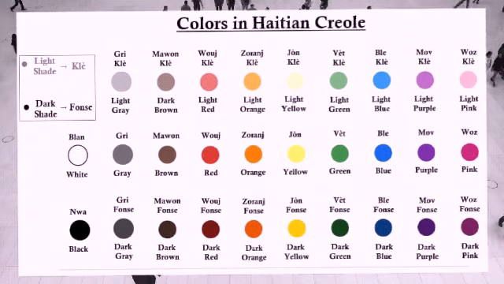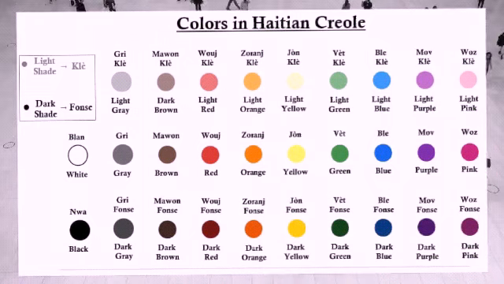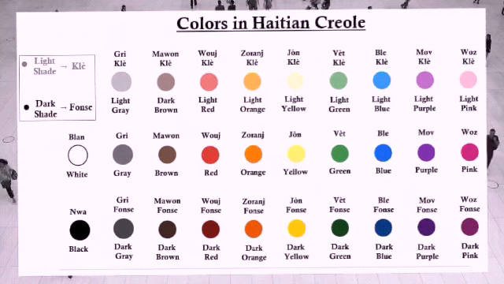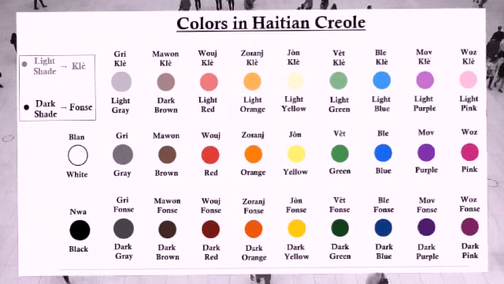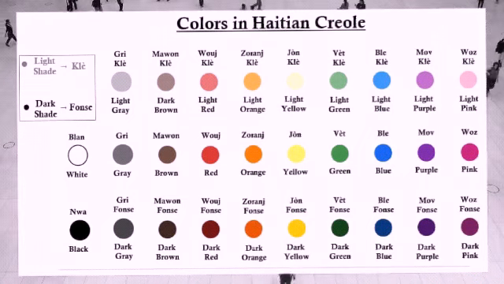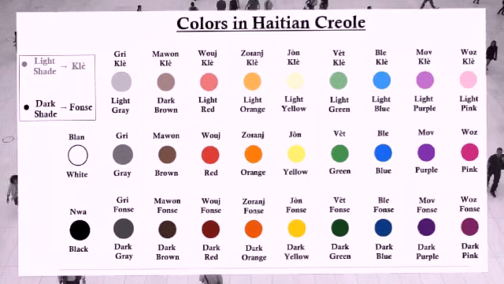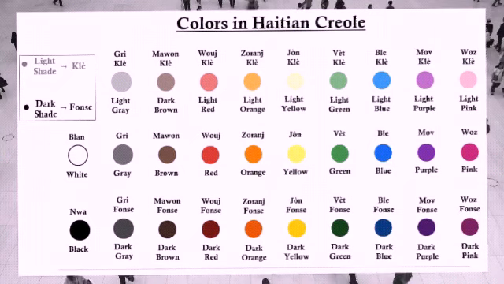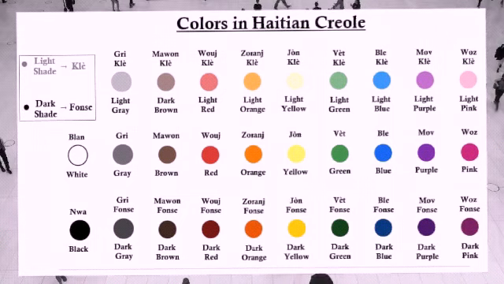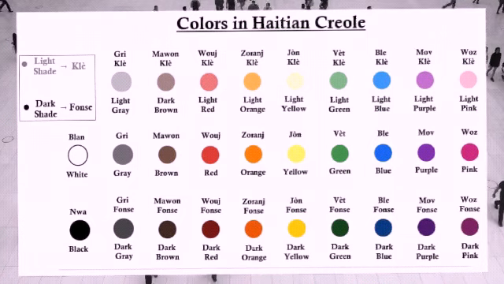Orange clair, light orange. Orange clair, light orange. Jaune clair, light yellow. Jaune clair, light yellow. Vert clair, light green. Bleu clair, light blue. Bleu clair, light blue. Mauve clair, light purple. Mauve clair, light purple. Rose clair, light pink. Rose clair, light pink.